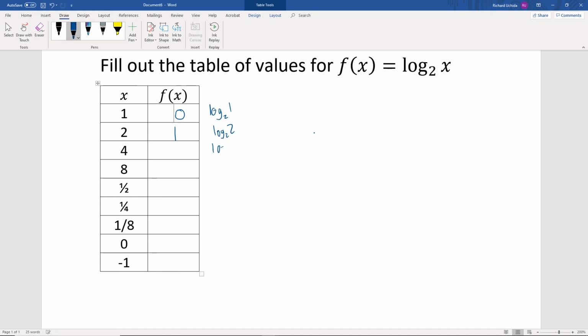And doing this for the rest, log base 2 of 4, 2 to the second is 4. And then log base 2 of 8, 2 to what power gives me 8? 2 to the third power gives me 8.